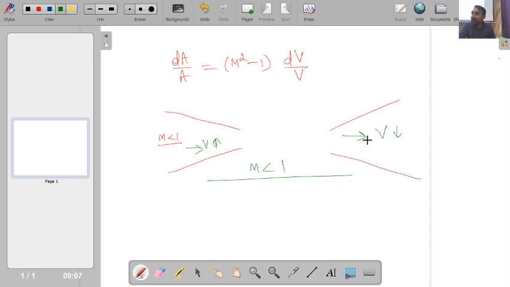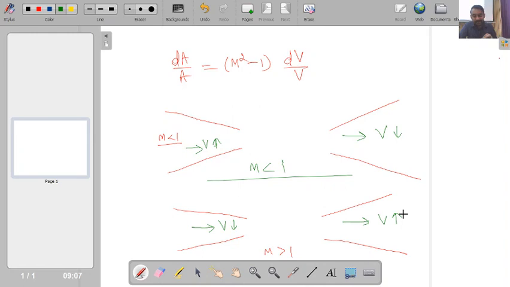Then we also saw that if we have a supersonic flow situation, that is, our Mach number is greater than 1, then as my area decreases, the velocity also decreases along with the decrease in area. Here velocity will increase along with increase in area for a supersonic flow situation. This is what we did in the previous lecture.